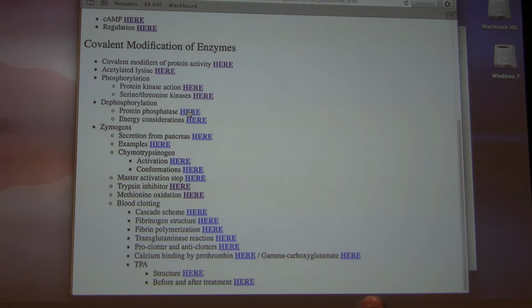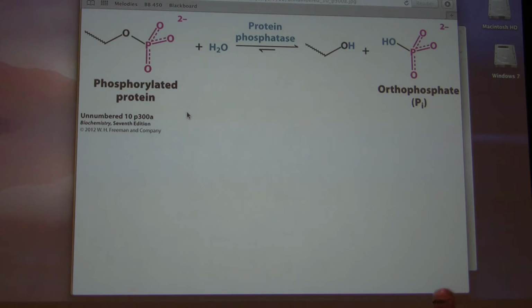But a phone that could not be turned off would be problematic. A signal inside the cell that could not be turned off or that could not be turned on would also be problematic. So if cells have a way of turning a signal on or off, they also have the reverse way of doing it. And in the case of a kinase, the reverse action of a kinase is through something called a phosphatase. Okay? I mentioned this last time.